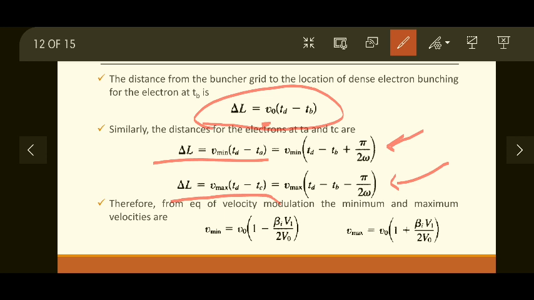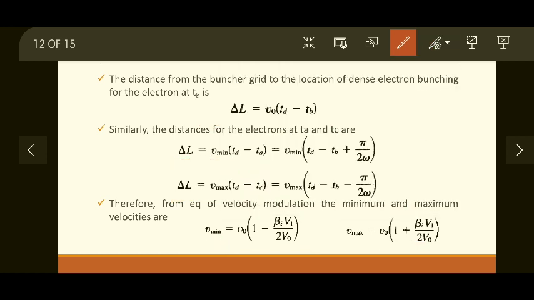Therefore, from the equation of velocity modulation, the minimum and maximum velocities are given by, we can rearrange this: V minimum is V0, the initial velocity, into 1 minus beta I V1 upon 2 V0. Remember, this is minus because this is the minimum velocity, slower than the original velocity, and V maximum is higher than the original velocity. So V minimum and V maximum can be calculated using these formulas. This is the formula for minimum velocity, and this is the formula for maximum velocity.